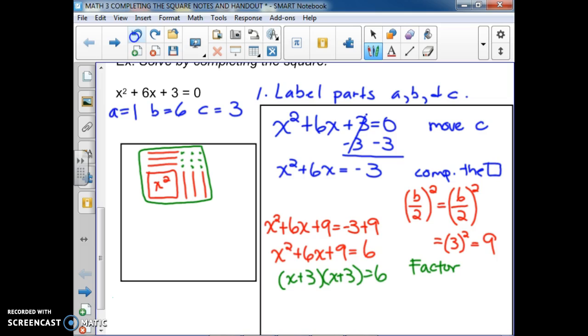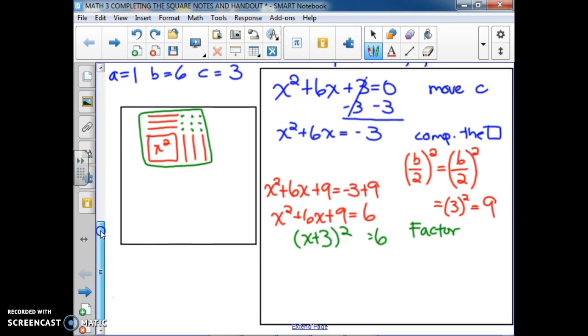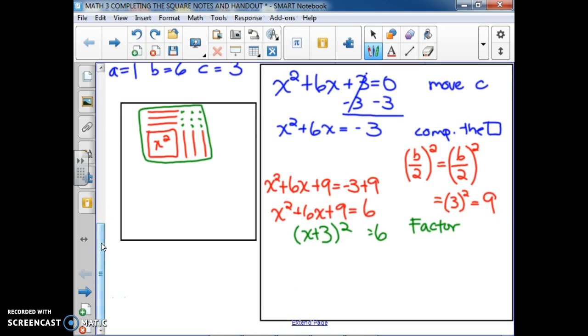Now, when we're doing completing the square, we don't write it this way. We want to write it in its simplest form, which is just x plus 3 squared. So I'm going to erase this and write x plus 3 squared. Now we're almost done. We have to solve by taking the square root.